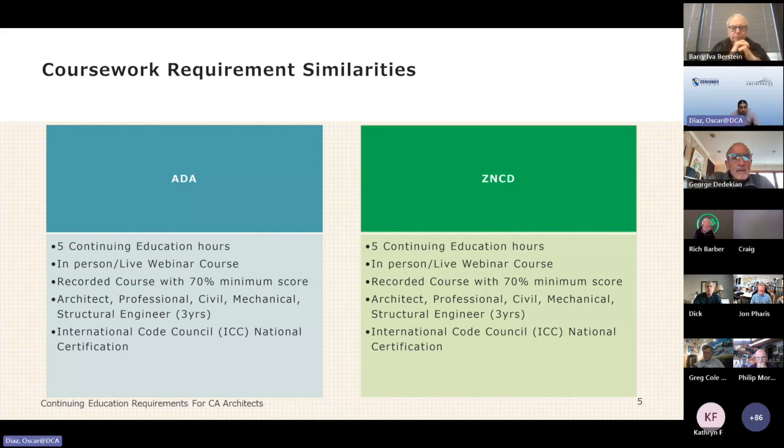Courses can be either in person or live webinar, or you can also take a recorded course that has a minimum 70% passing score. This means you could take a recorded course, whether audio, video, or booklet form, as long as it provides an assessment at the end, and the assessment has a minimum of 70% passing score to receive credit.